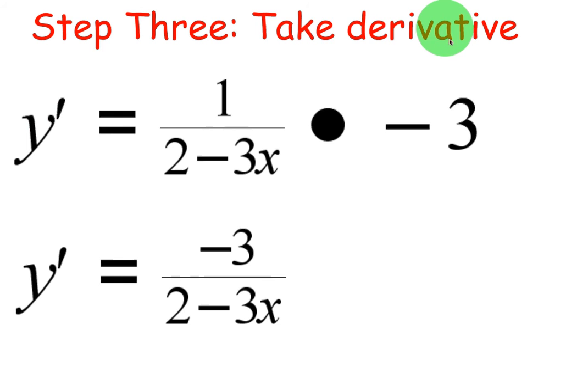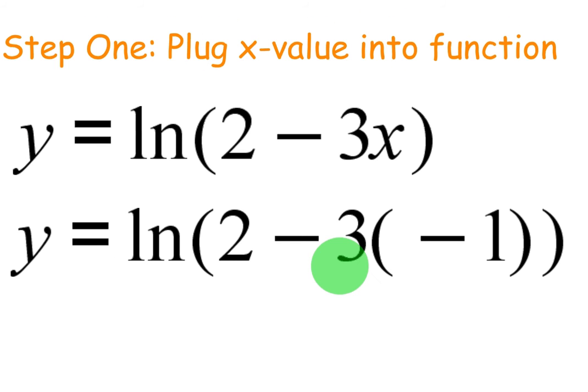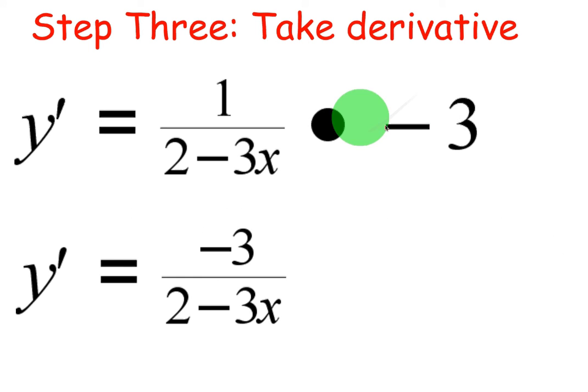Step 3 is to take the derivative. So we want to take the derivative of our function. So we know it's going to be 1 over 2 minus 3x, and then multiply by the derivative, so it'd be 1 over 2 minus 3x times -3, like so, which works out to -3 over 2 minus 3x.